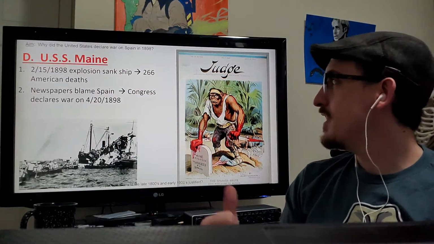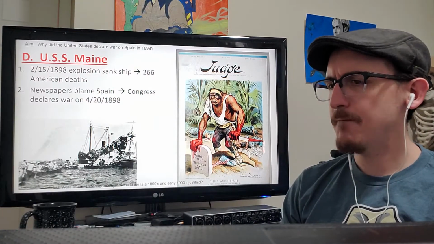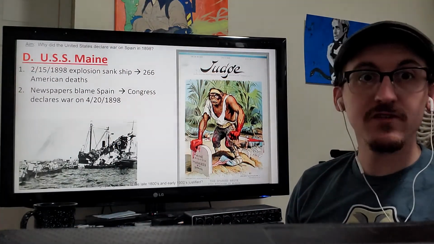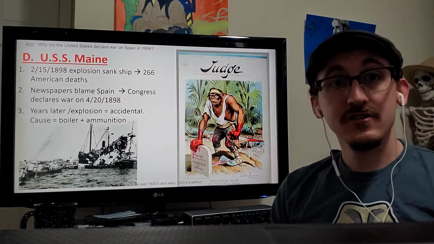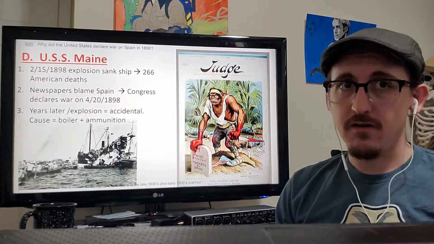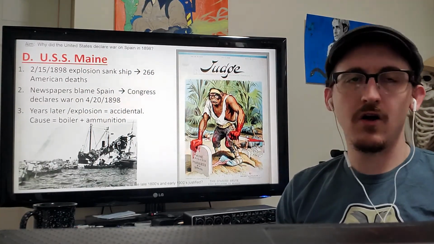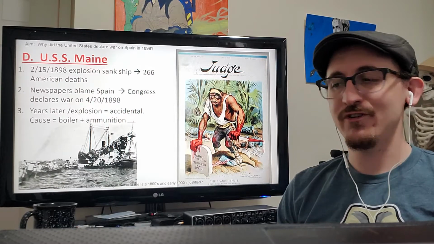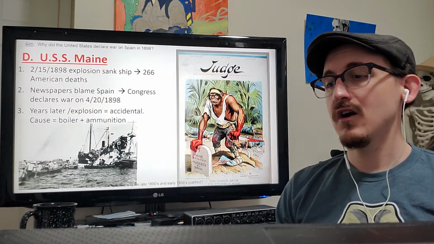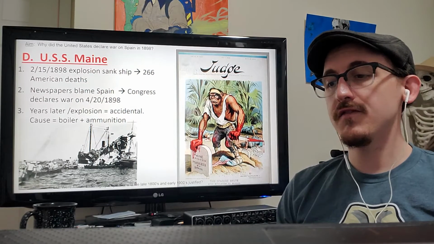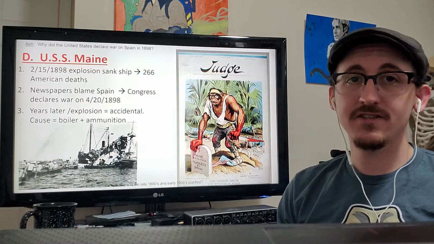And now Congress declares war on Spain, April 20th, 1898, because the newspapers blame Spain and the American people ask for war. Years later, they do a study of the Maine and they find out that it was a boiler eruption that sank this ship. So the United States got into this war because of the fervor created by William Randolph Hearst and bad information, basically.